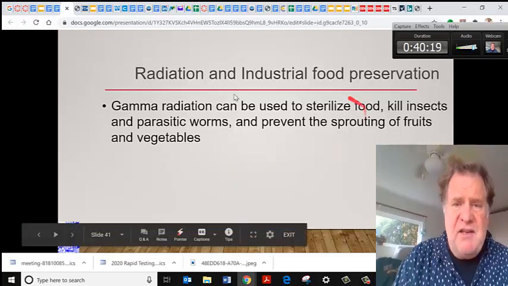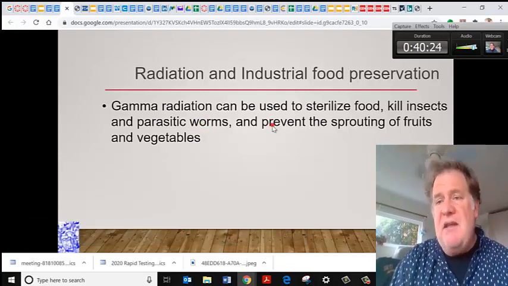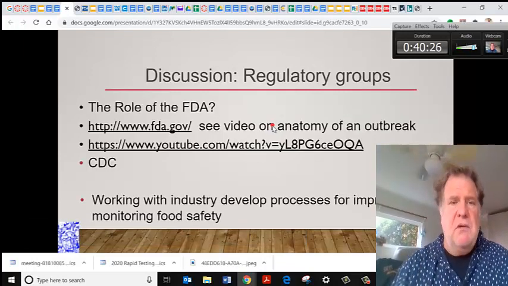Another point about radiation is that it's great because it will kill insects, parasitic worms, anything that goes in there. Anything that has DNA, it will scramble and it will kill it.